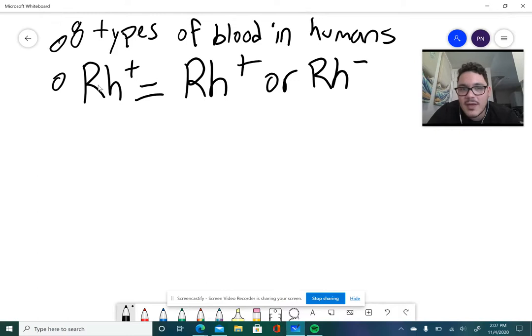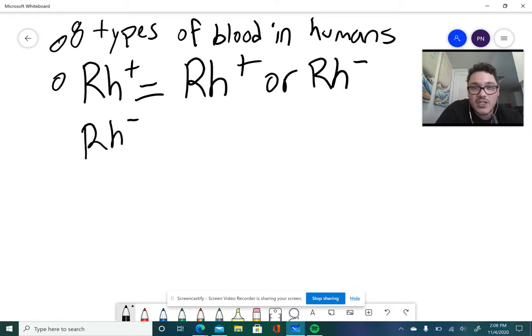So if you're Rh positive, you can of course interact with other Rh positive people. But if someone donates to you blood that has no Rh factor, your blood is fine with that. Your body says, oh, well, no big deal. We're fine with that. No problem.